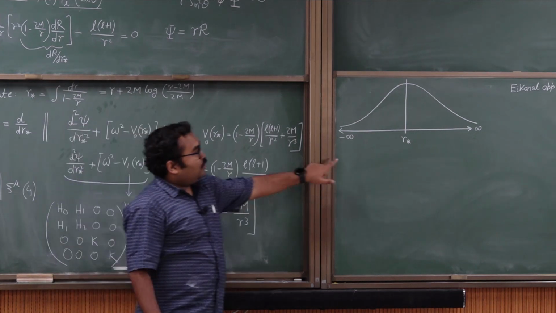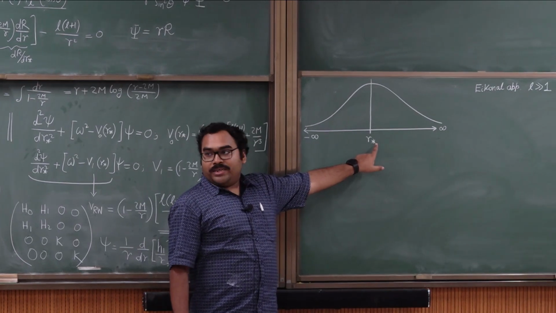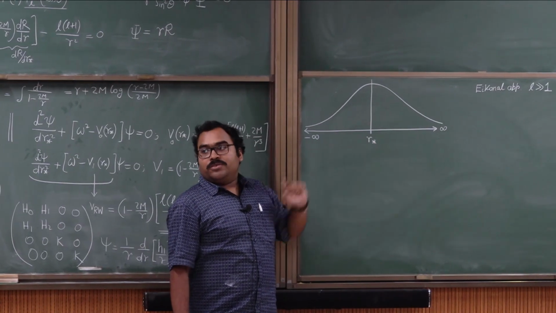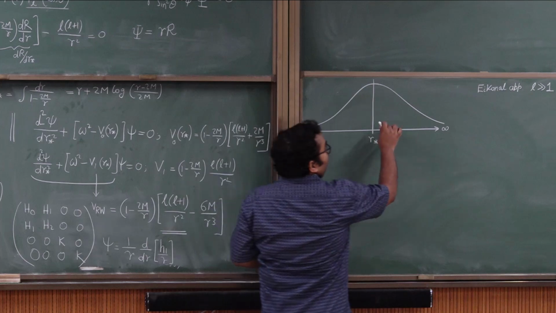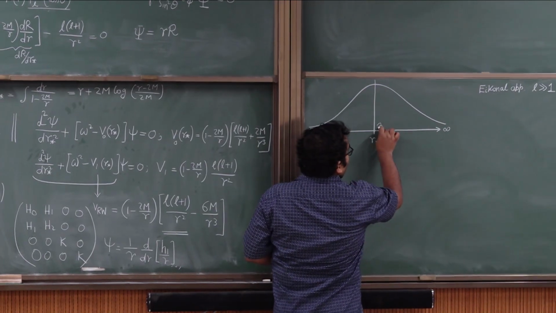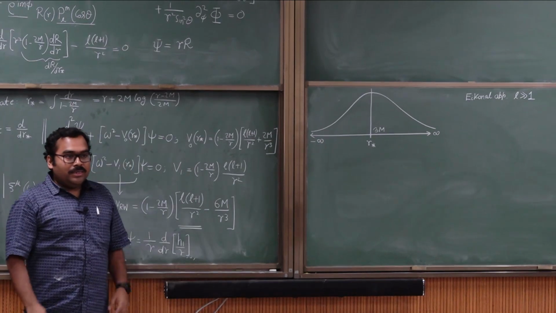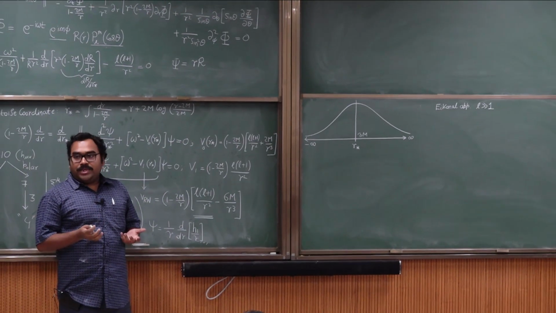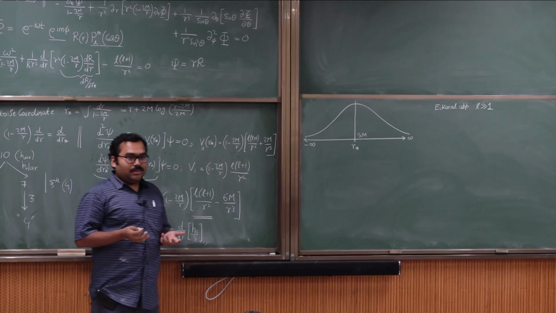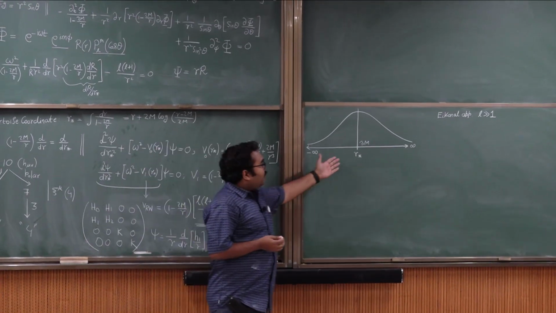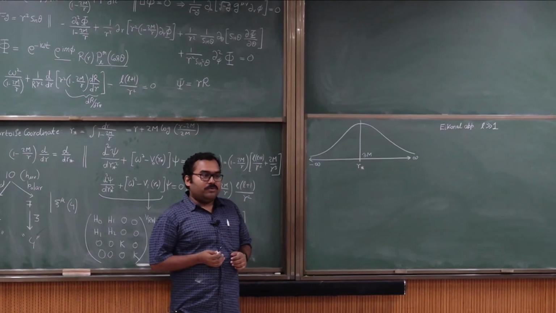So that means this maximum is located where? At the photon sphere. So if you are looking at modes with L much greater than 1, they experience the same potential that a photon experiences in a Schwarzschild background, with a maximum located at r equal to 3M.